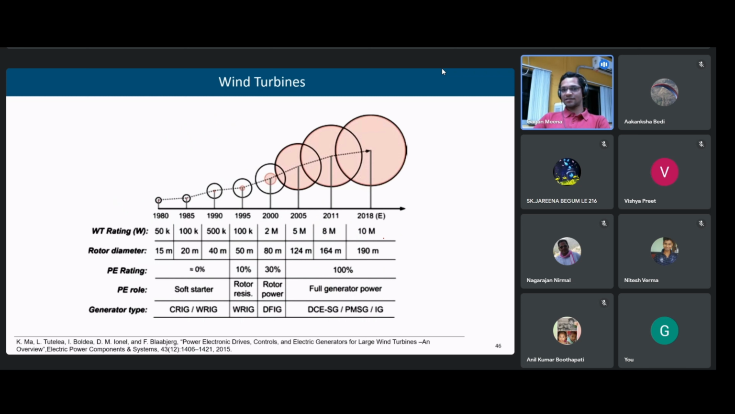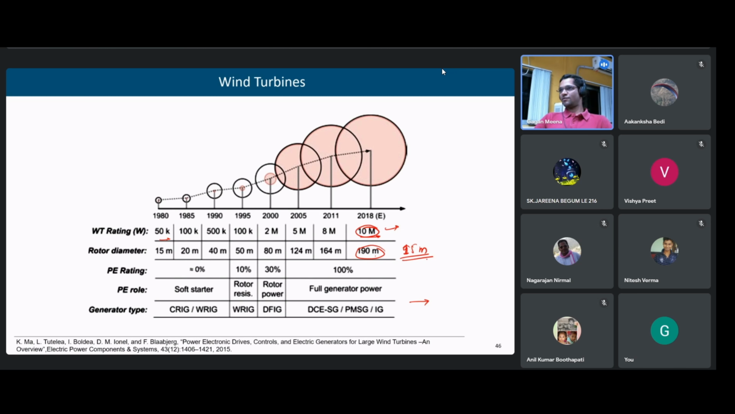So here you can see the different wind turbines from 1980 to 2018. The wind turbine rating is increasing. Up to 2018, around 10 megawatt of output can be obtained from a single wind turbine, and the rotor diameter is huge, 190 meters. So one blade would be around half of this, 95 meters. A very big blade is required.